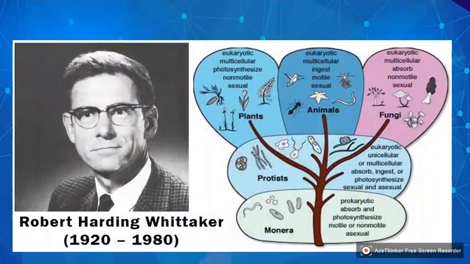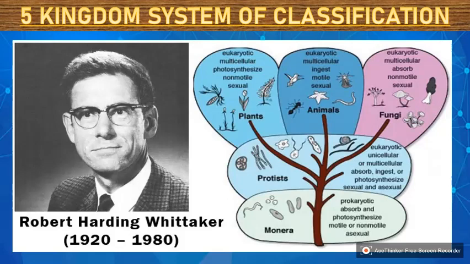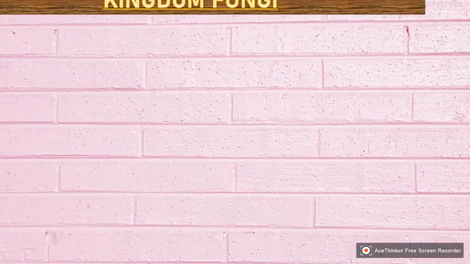Now we were discussing the 5 kingdom system of classification, and out of them I have covered Monera and Protista. I'll leave the link in the description box to check it out. Now let us continue with Kingdom Fungi.